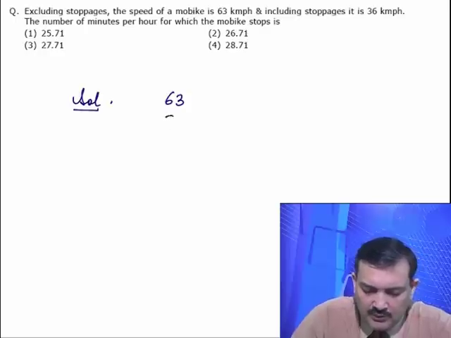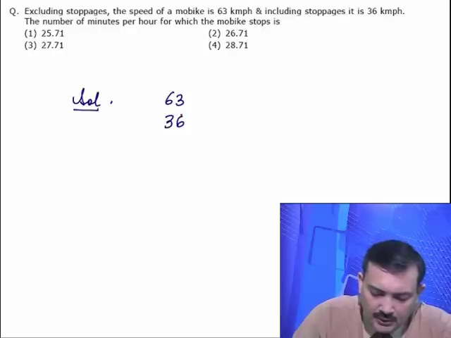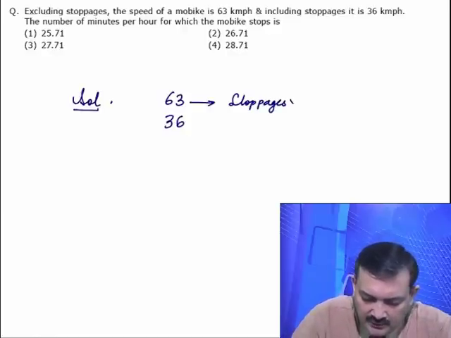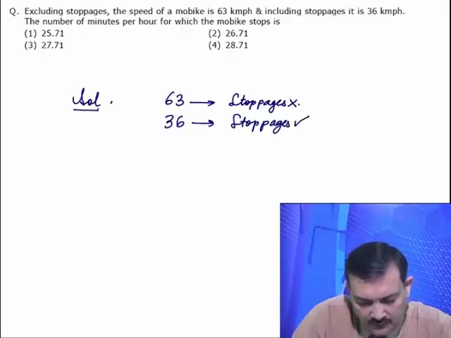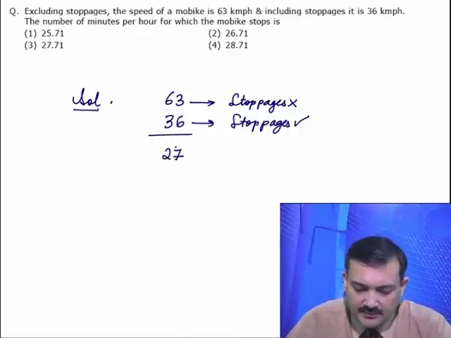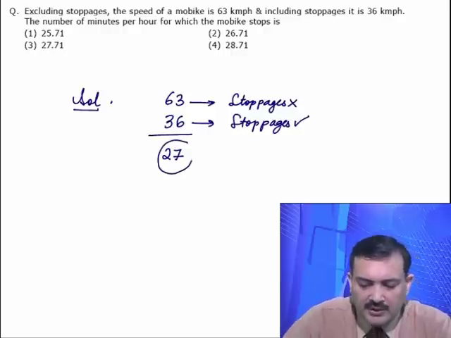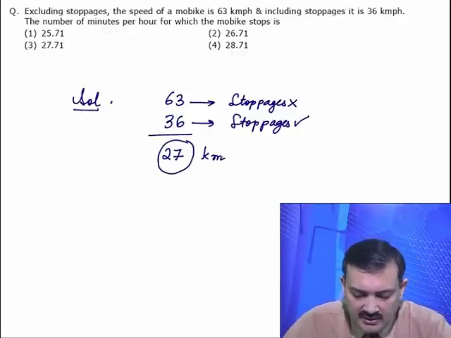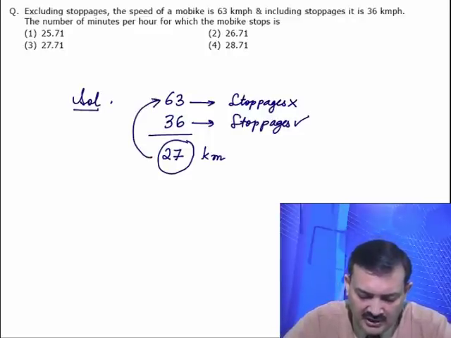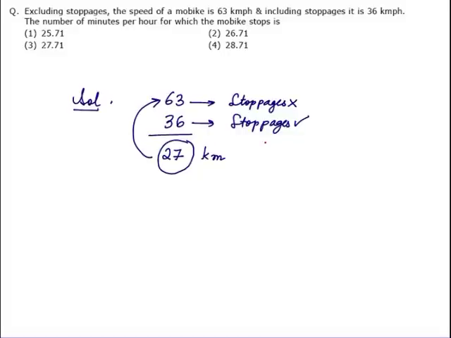Initially, the speed of the bike was 63 kmph and later on the speed of the bike became 36 kmph. Here, there were no stoppages and here there were stoppages. So this means that if I take the difference, this is the distance in kilometers which is covered extra when I am moving at this speed. So the difference being 27 kilometers, this is the distance which is covered extra when I do not stop.